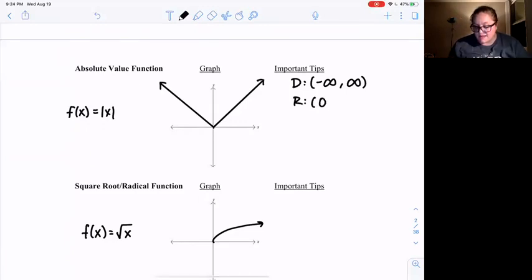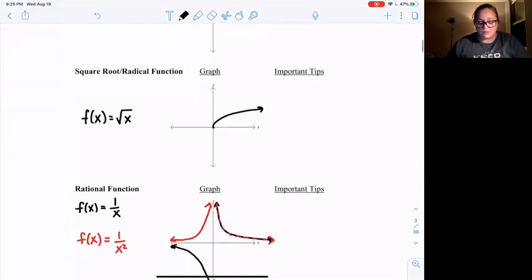Now again, keep in mind this is the parent function, and so that parent function is going to just give us that shape without any transformation. So the range might adjust depending on what transformation is happening in the absolute value. The range, or the domain, could adjust? We don't know. You'll have to find out.